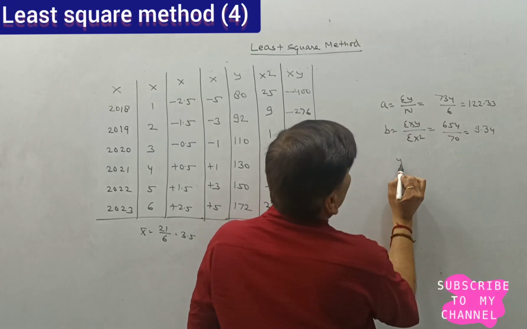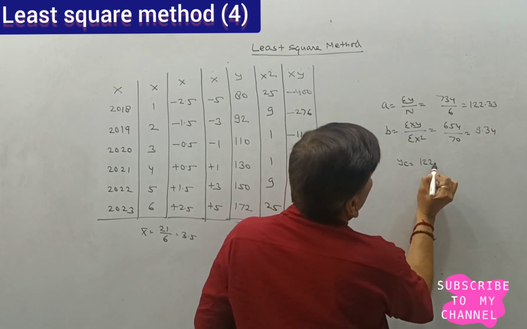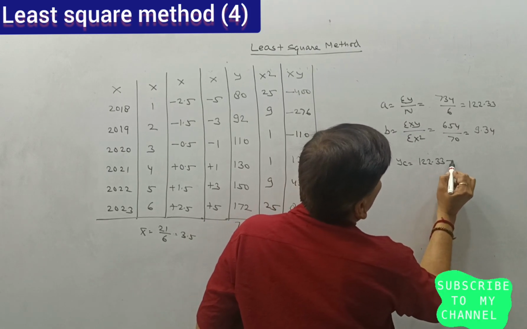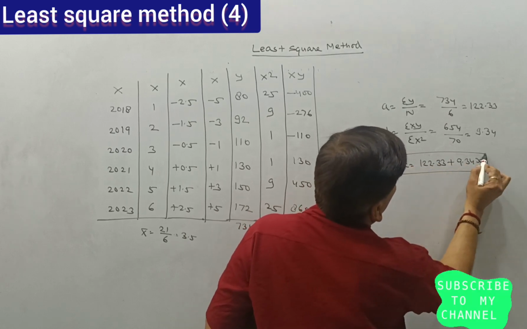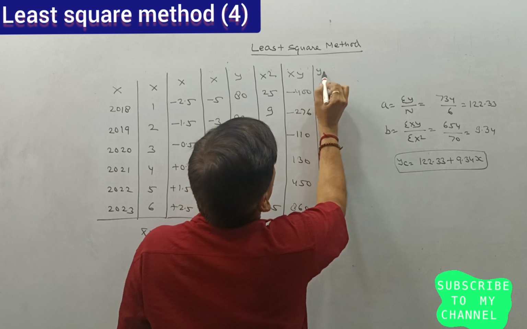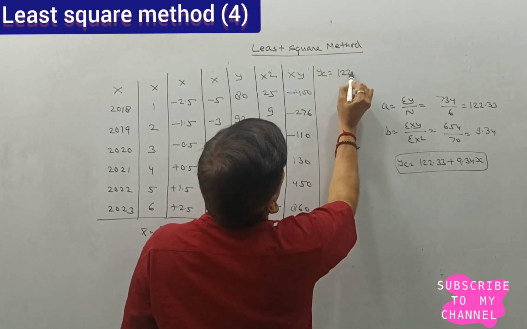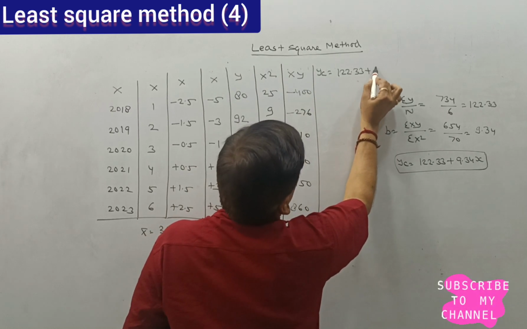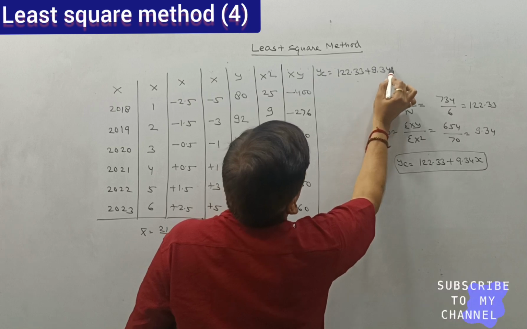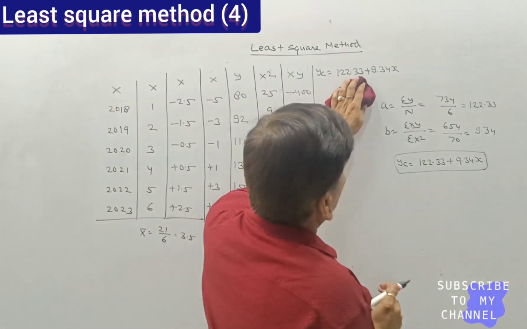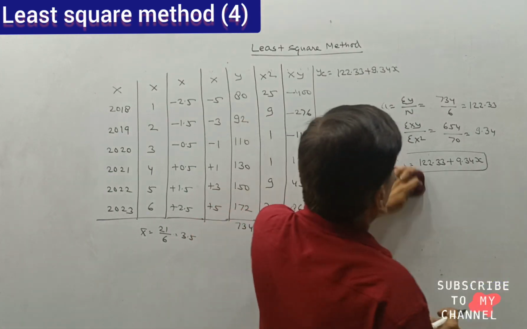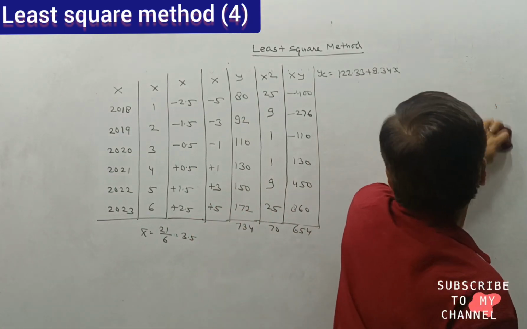So the trend line equation will be 122.33 plus 9.34x. So the equation will be 122.33 plus 9.34x. Okay. So we calculated the values of a and b and have written this.